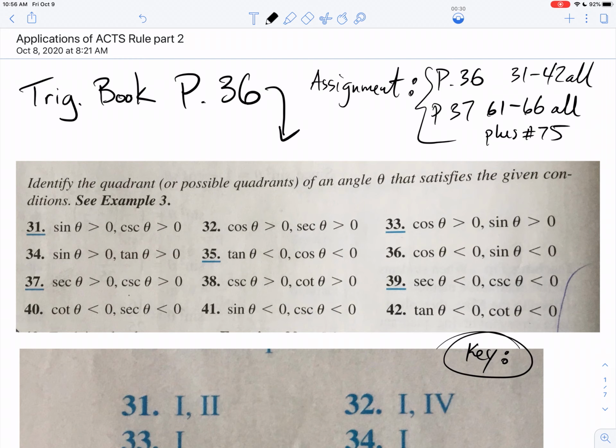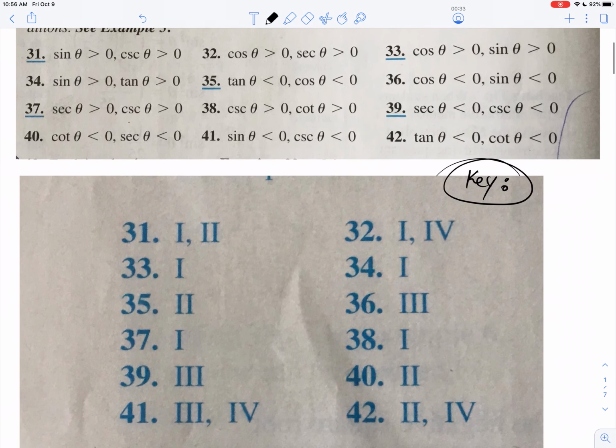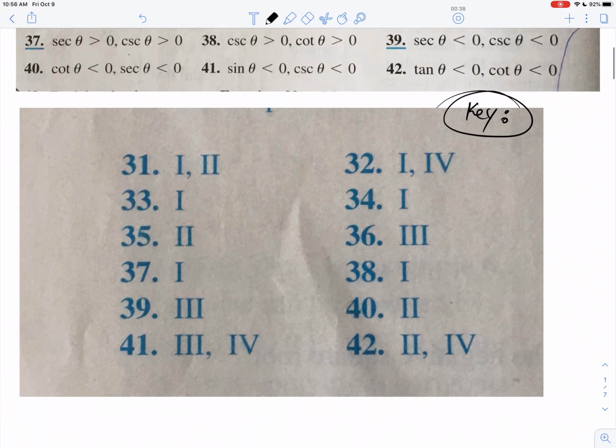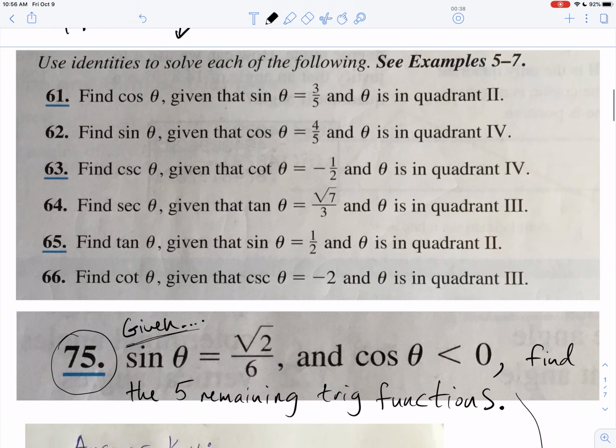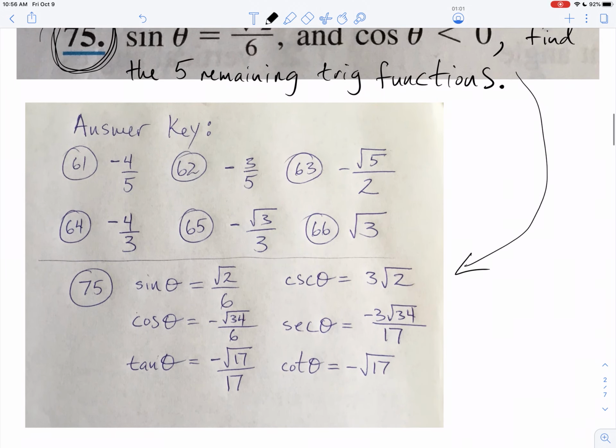So here we go. These are the problems I'm talking about from page 36. There's the answer key for the ones from page 36. And then here are the questions from page 37. Now, number 75, I chopped off the instructions because it's a big string of stuff, and they take a while to do those problems. So anyway, it says find the 5 remaining trig functions, and that's just for question 75 here. So here's the answer key for that stuff.